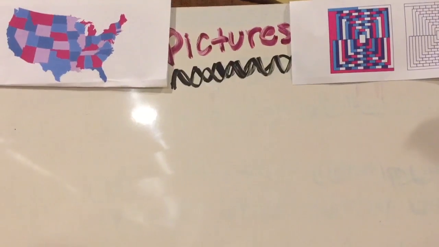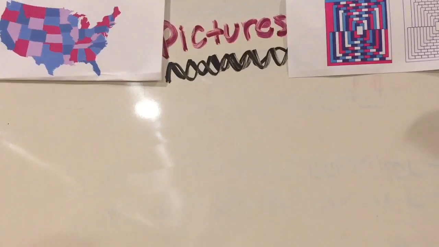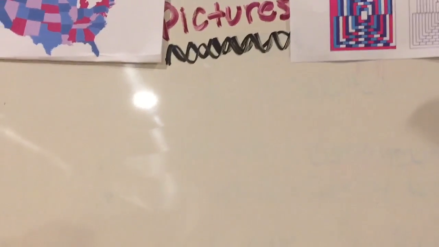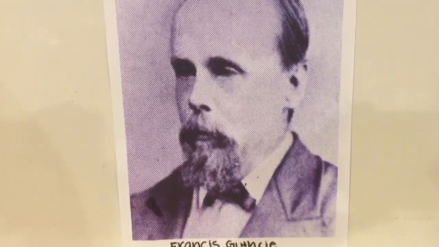Here are some pictures of the four-color theorem. The top two show examples of how maps and planes are colored in with only four colors. And the bottom is a picture of Francis Guthrie, who was the first person to have the idea of the four-color theorem.